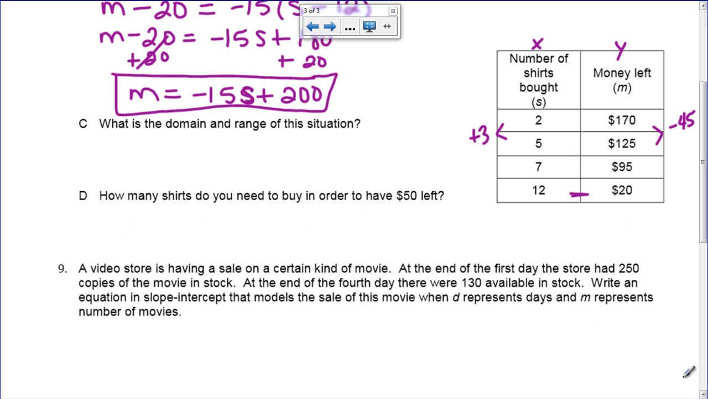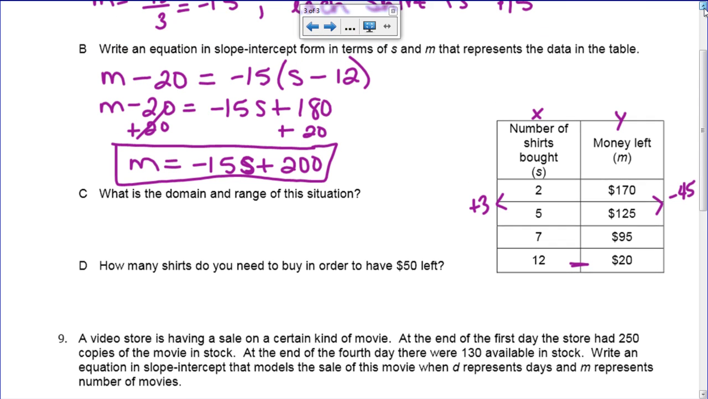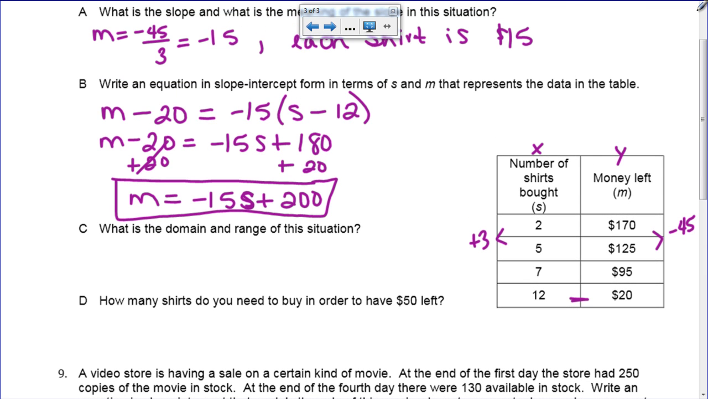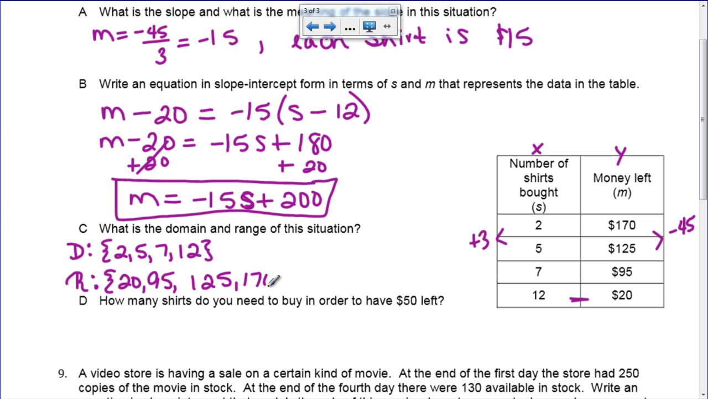So the next question asks for the domain and range of this situation. Well, we're just going to go with what's in our table, because we're going to assume that that's the information that we have. And so my domain is the number of shirts, because that's what goes with my X values. And that would be 2, 5, 7, and 12. We're going to assume, based on the data that we are given, that nobody bought 3 shirts or 4 shirts or 8 shirts. Those are the numbers of shirts that got bought, which makes my range, my M values, the amount of money left, and it has to go in order least to greatest, so this time it would be 20, 95, 125, and 170, and that would be my range, just based on the data that I was given.